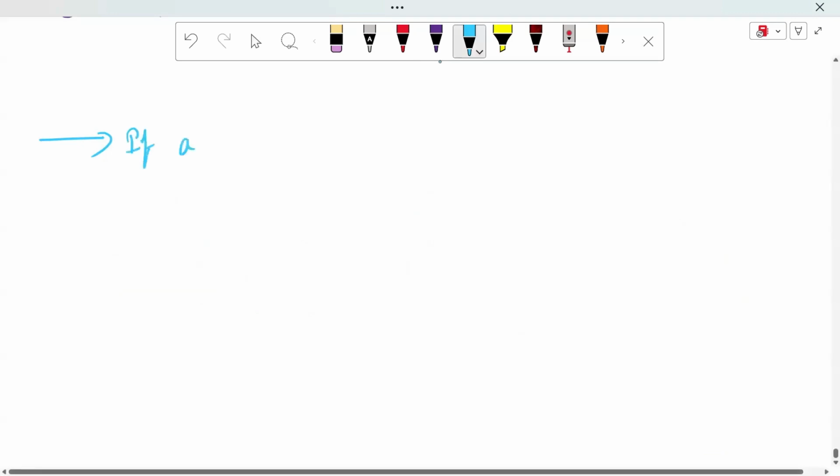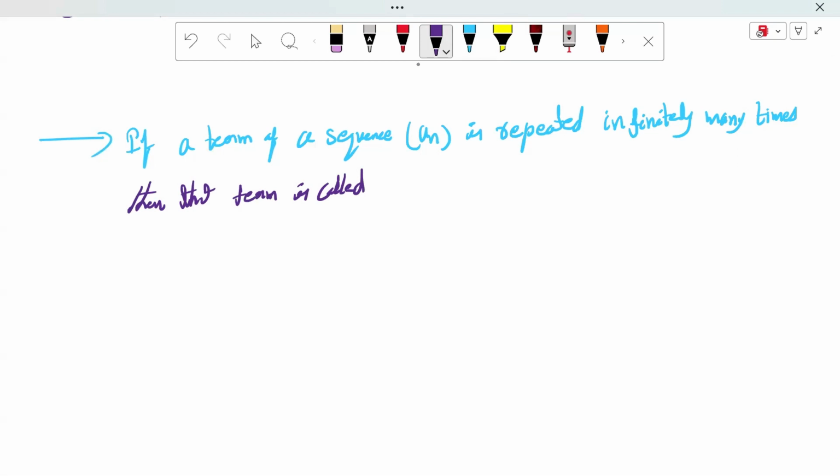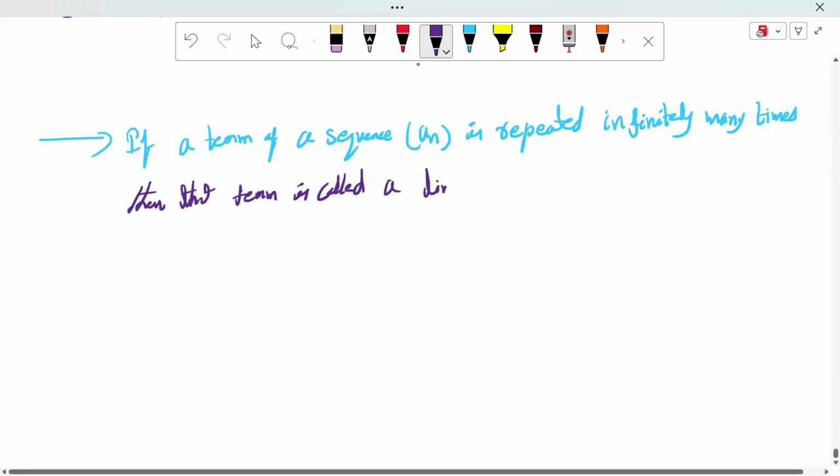If a term of a sequence an is repeated infinitely many times, then that term is called a limit point of the sequence.